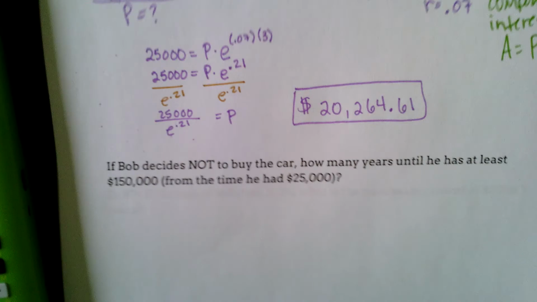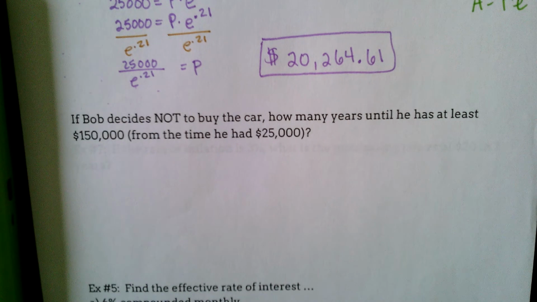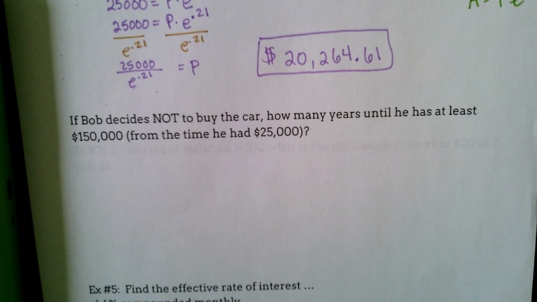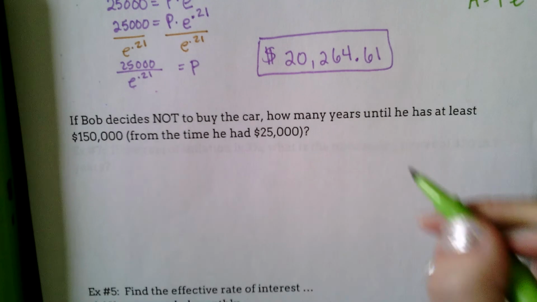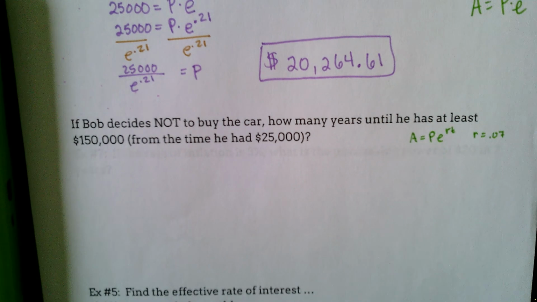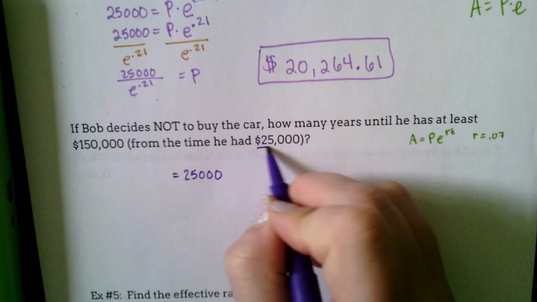If Bob decides not to buy the car, so he decides he's not going to buy that car, how many years until he has at least $150,000? So this is the same account, so it's still compounded continuously at 7%. So we're still using that A equals P e to the rt. r was 0.07. So he decides not to buy the car. So we're going to assume that he has $25,000 and he wants to have at least $150,000. So just kind of moving on from that previous example, he is going to start with $25,000. So that's our principal.